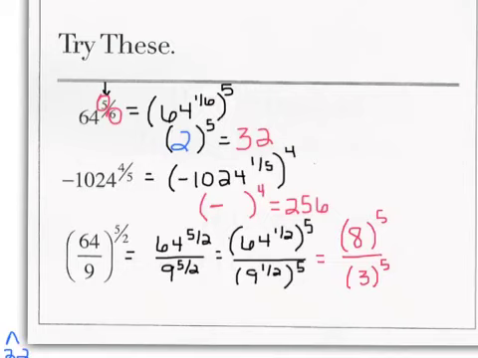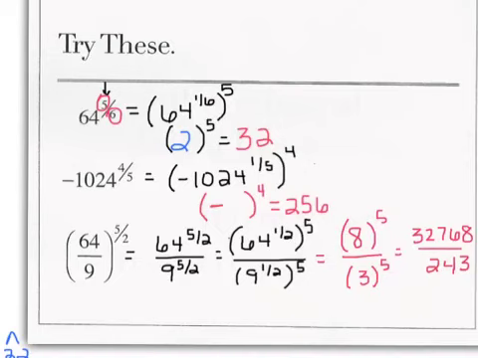Okay? So let's see, because I don't know these off the top of my head. 8 to the power of 5 is going to be 32,768. 3 to the power of 5 is going to be 243. Now, should we check this to see if it can reduce? Probably. But let me give you a hint.